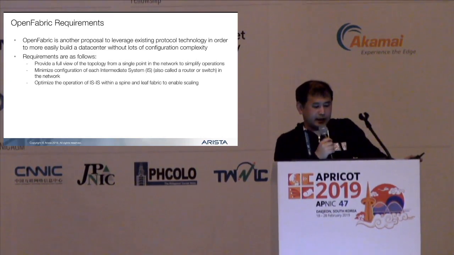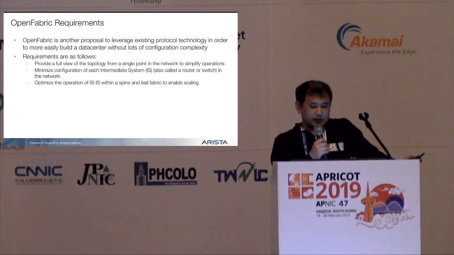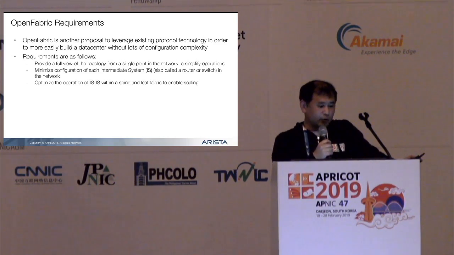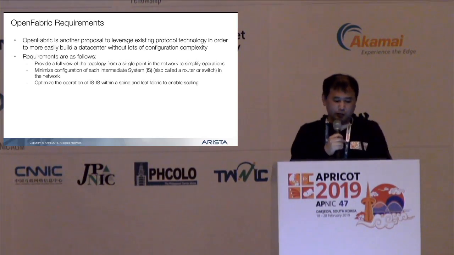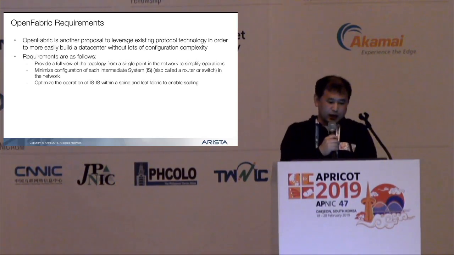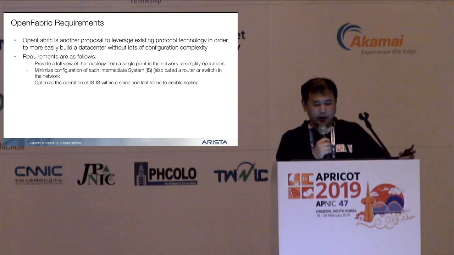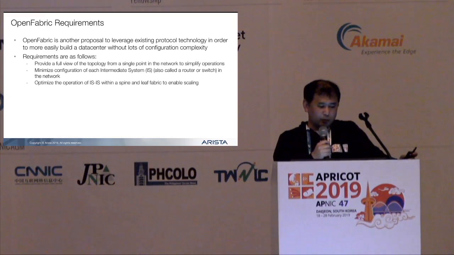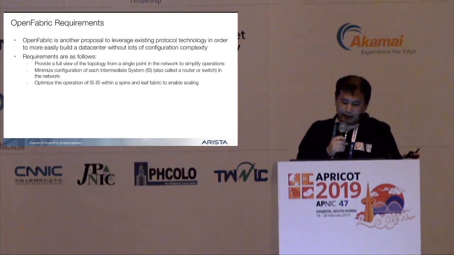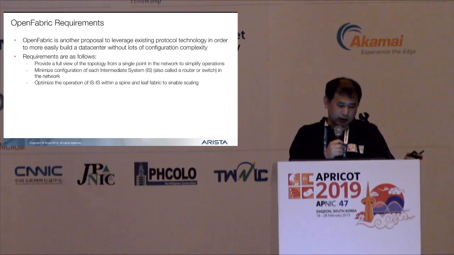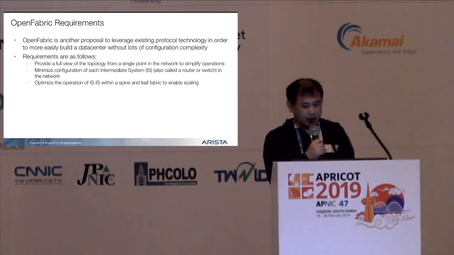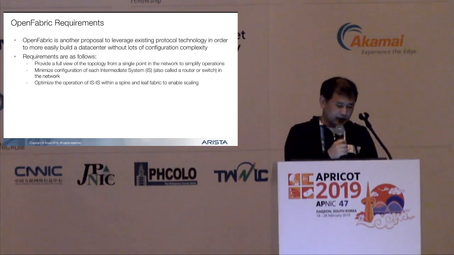OpenFabric is another proposal to leverage existing protocol technology in order to more easily build a data center without a lot of configuration complexity. Requirements are as follows: provide a full view of the topology from a single point in the network to simplify the operation, minimize the configuration of each ISIS node in the network, and optimize the operation of ISIS within the spine and leaf fabric to enable scaling.